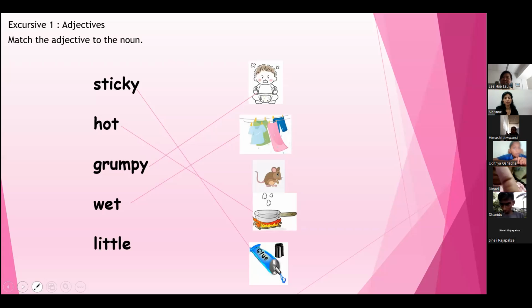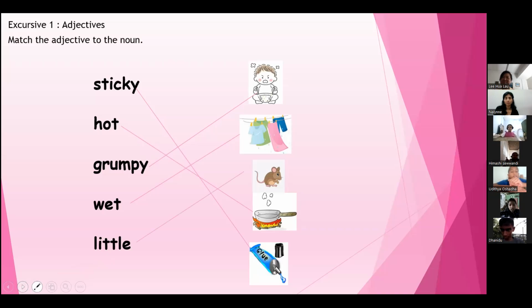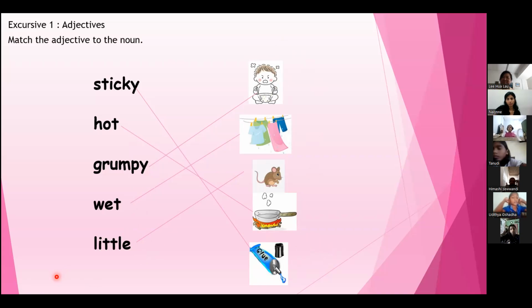Okay. And last but not least, little what? Mouse. Yes, exactly. So you see how just looking at the picture, just saying baby, clothes, mouse, pen, glue, just saying just the noun of it, it's not enough. So sometimes when you add adjectives to it, you make all these pictures more interesting. All right.